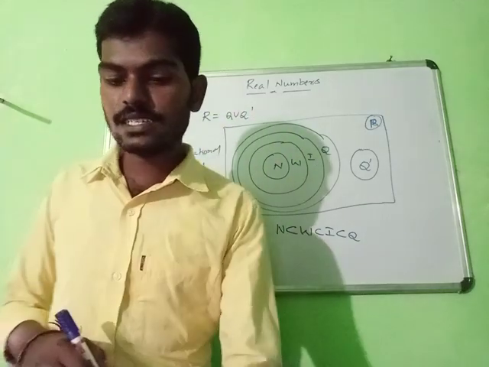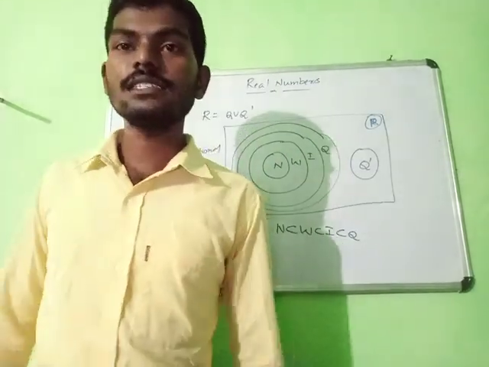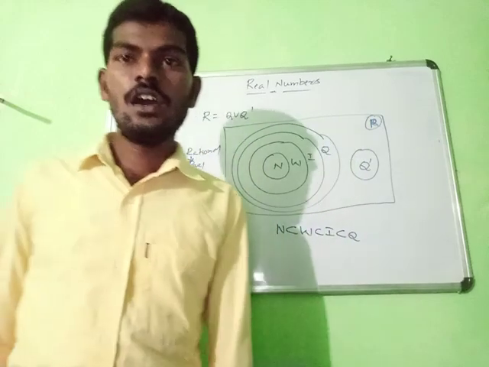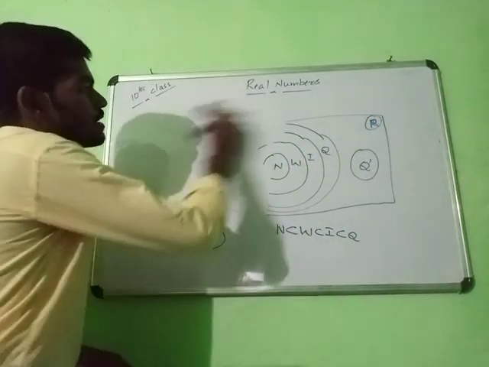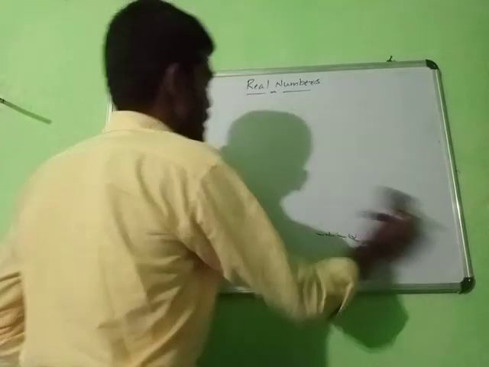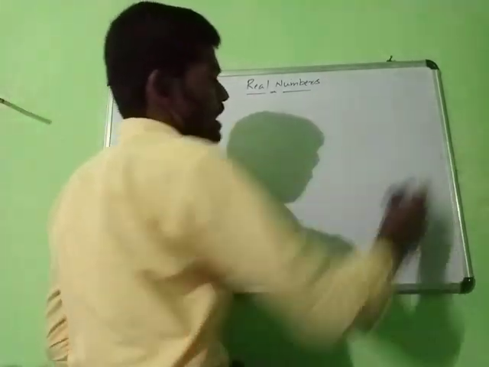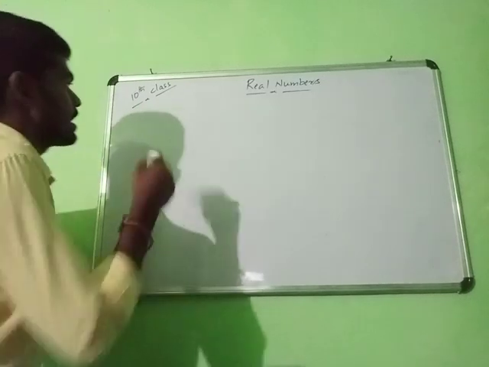Okay, and then the next topic: what is a surd, and what is a radical? A surd is also called a radical. Surd, or radical.